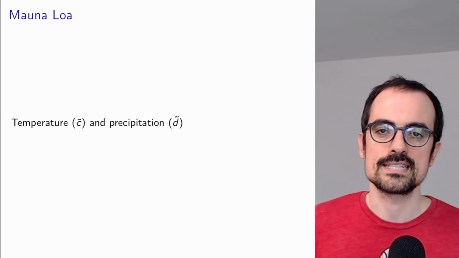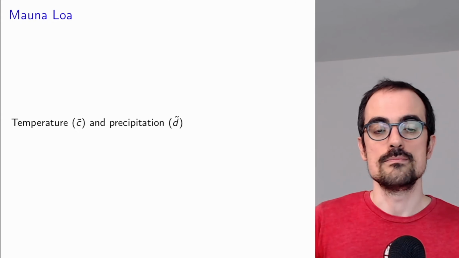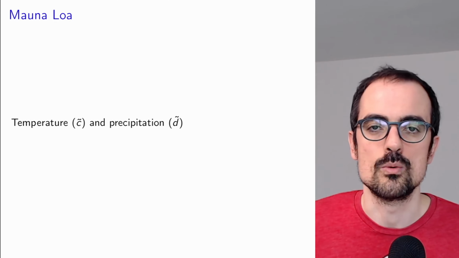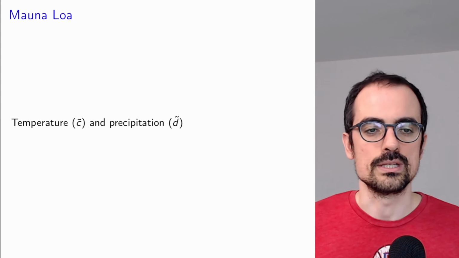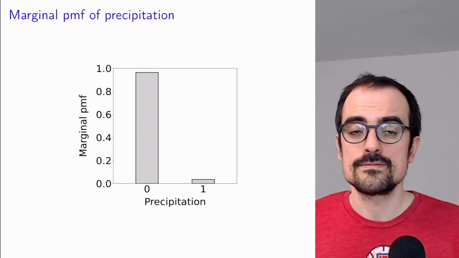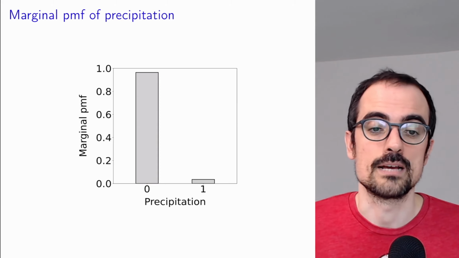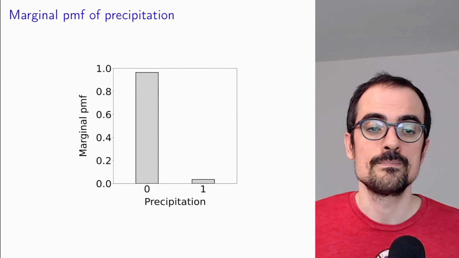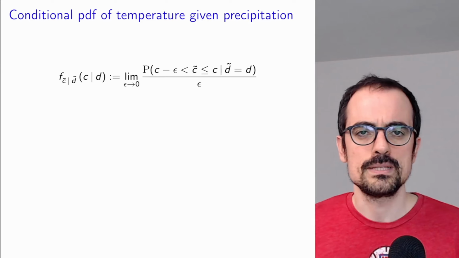So let's take a look at an example where we have the temperature and the precipitation on Mauna Loa, which is this volcano in Hawaii. And here precipitation is just 0 or 1. It's our discrete variable. That's why we represent it with a D. The marginal PMF is just the marginal PMF of precipitation. That's the fraction of times there's precipitation in Mauna Loa. And now, what is the conditional PDF of temperature given precipitation?